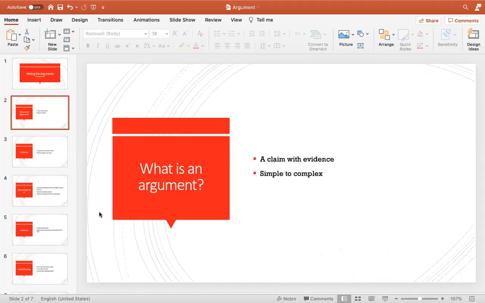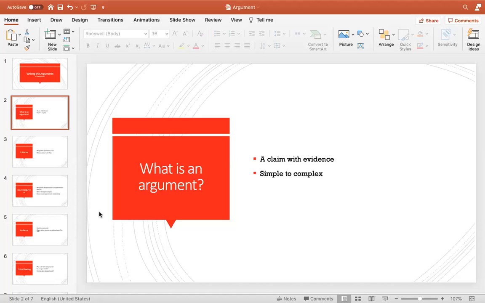So let's begin with the primary question. What is an argument? Argument, of course, is a claim which has evidence with it. So the contention you state in your paper, usually in the first paragraph, is a claim that you make. But then that claim alone is not sufficient. You need to provide evidence for that claim as well.